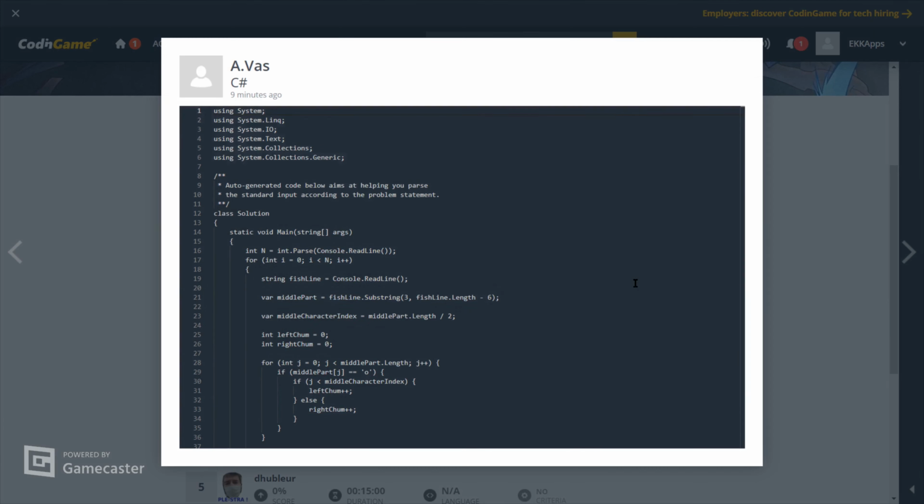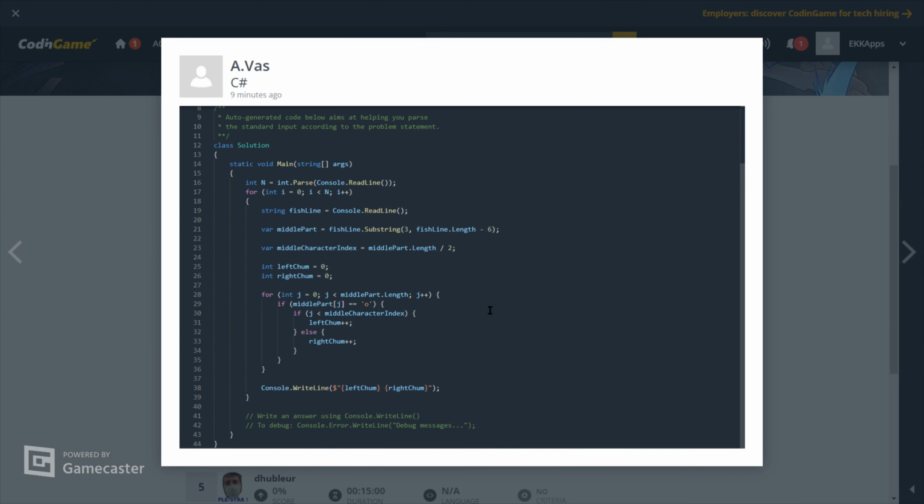Okay, let's look at C#. Well, see, this person found the middle character index and then just went out from the middle.